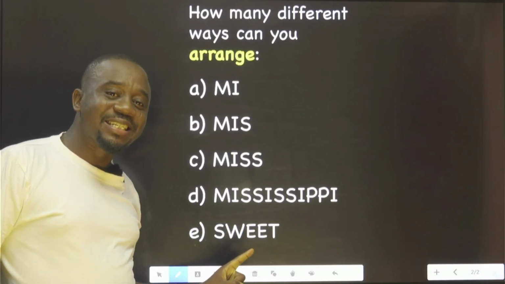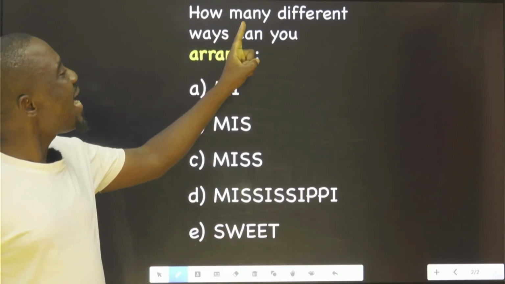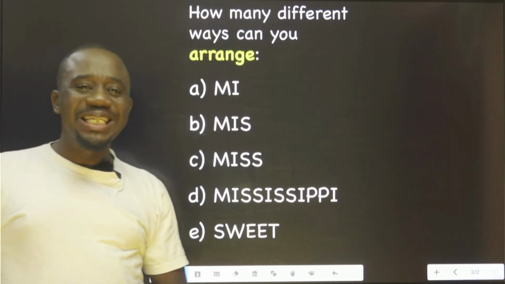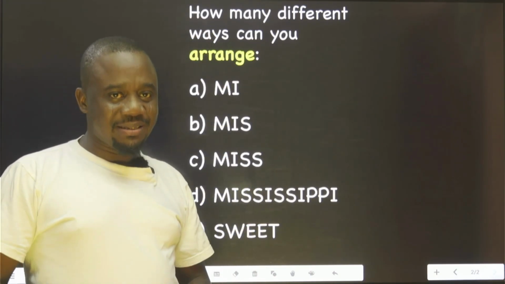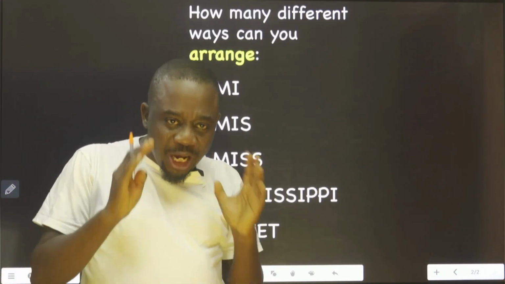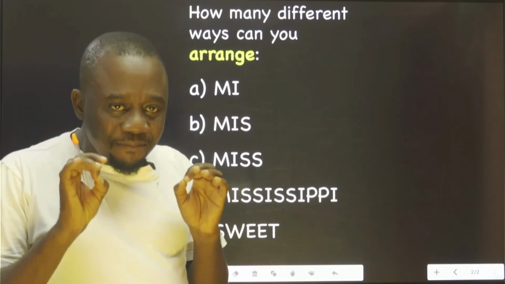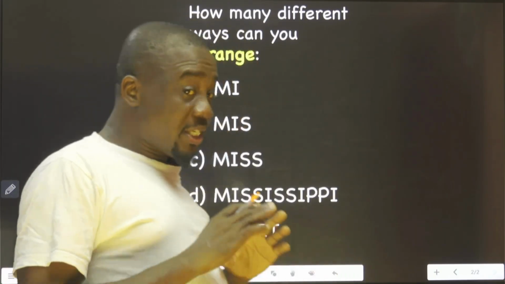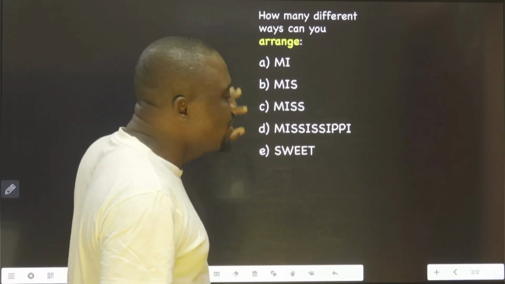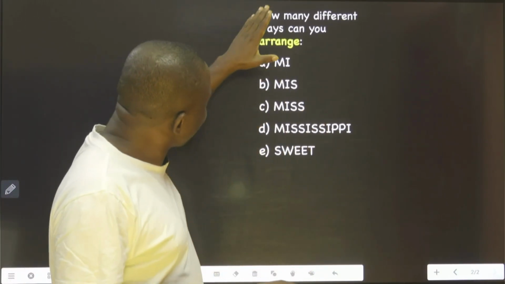Look at this. It says, how many different ways can you arrange all these letters? Arrangement is synonymous to what? Permutation. Okay? It's permutation, meaning arrangement. Permutation is what? Arrangement. So we are talking about arrange.